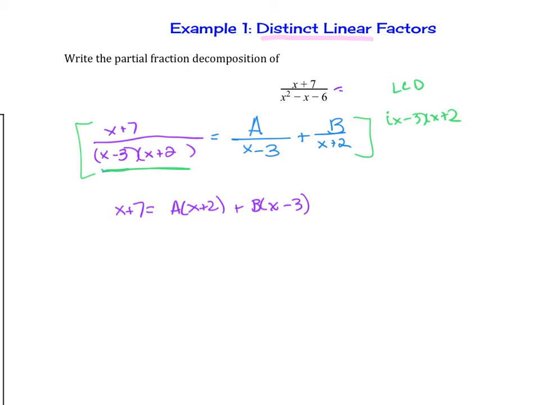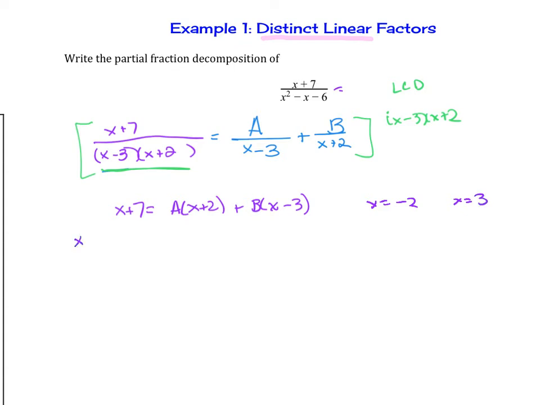Now we can choose values that are convenient. So in this case, what is convenient? Well, what's convenient is negative 2, because that'll make that 0 and I can solve for b. And then the other one is a positive 3. So you choose what's convenient. And in this case, we're going to choose x equals negative 2 and x equals 3.